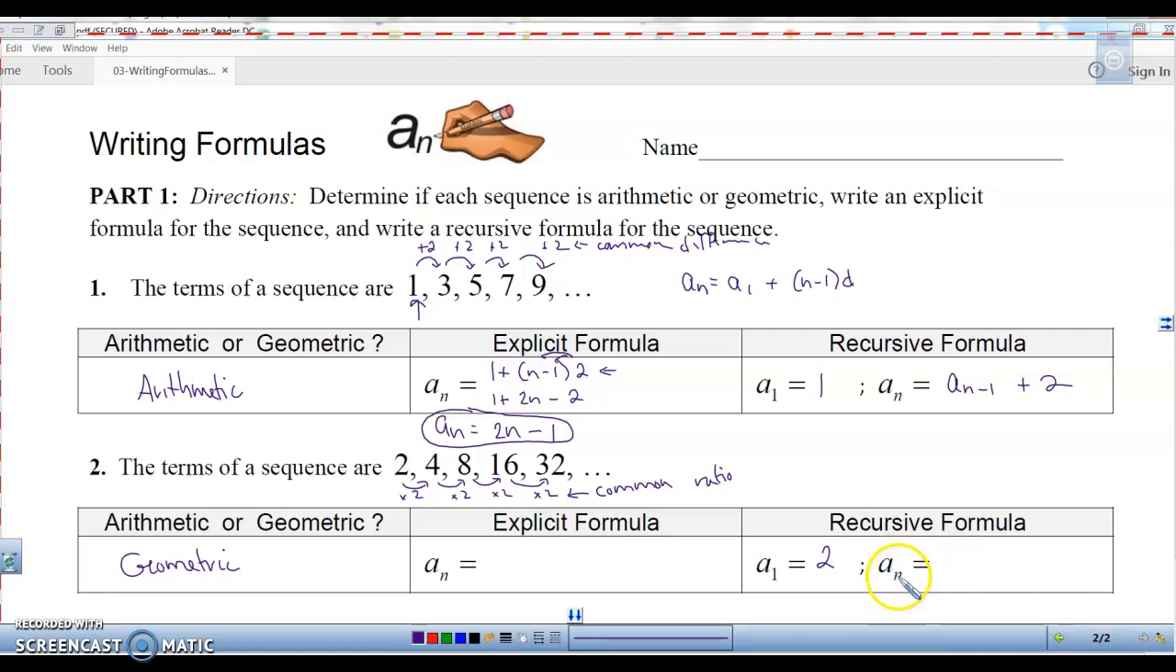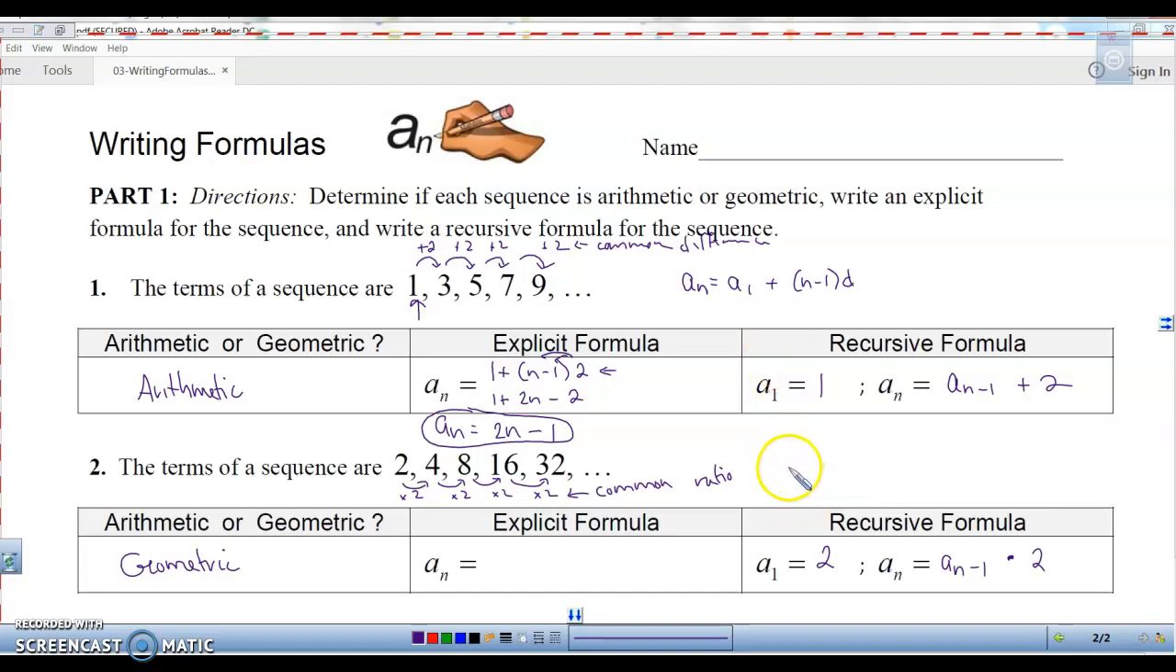And then the recursive formula, you have to use a previous term. So if A of n is our rule, the previous term to whatever term we're on, n, would be A of n minus 1. And then what are you doing every time? You are multiplying by 2. All right, so that is your recursive rule.